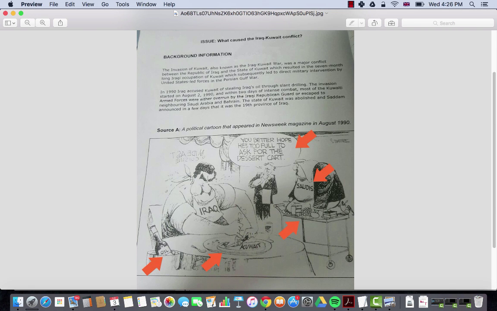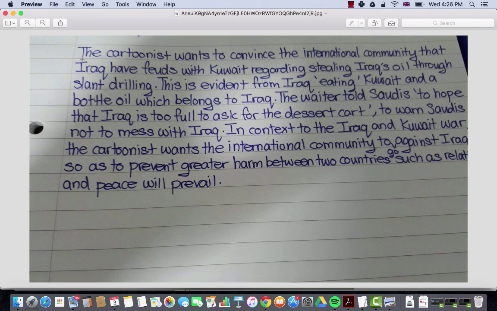So let's look at Dylan's answer. Dylan's answer here says, the cartoonist wants to convince the international community. Now the question is, why did the cartoonist draw this cartoon? So when the question says why, you need to use the word because. Alright? So I would change the first sentence here to, the cartoonist drew this because he wanted to convince the international community, okay, that blah blah blah. Then I'll insert the message of the cartoonist. So here Dylan has said, Iraq has feuds with Kuwait regarding the stealing of Iraq's oil through slant drilling. Now that is, of course, a given. They are having a feud, and that is not regarded as a valid interpretation because it is superficial information.